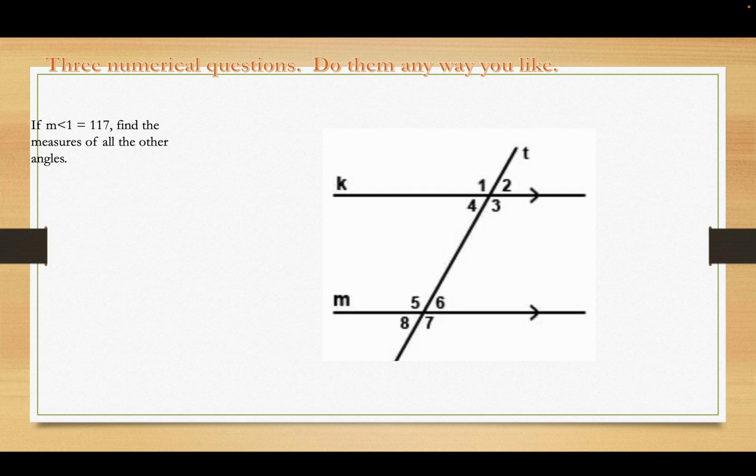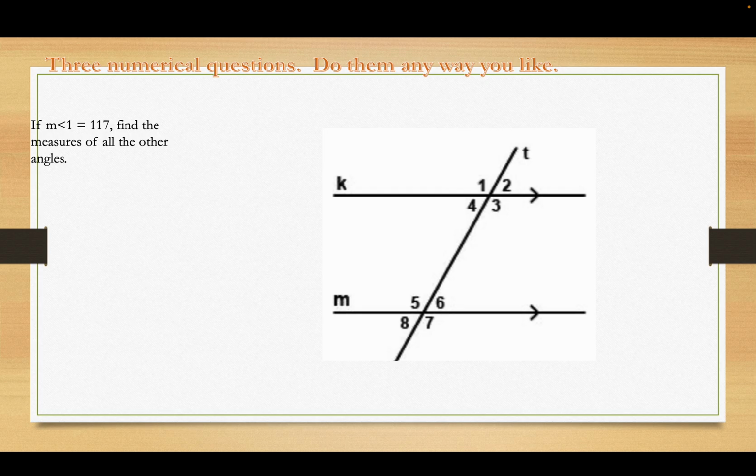Okay, if angle 1 is 117, find the measures of all the other angles. Now, I'm not nuts that you memorize terminology at this point. I'm really big on you seeing relationships at this point. Understanding why two angles that are next to each other, adjacent, add up to 180, because it's half a circle. Circle's 360, half of 360 is 180.